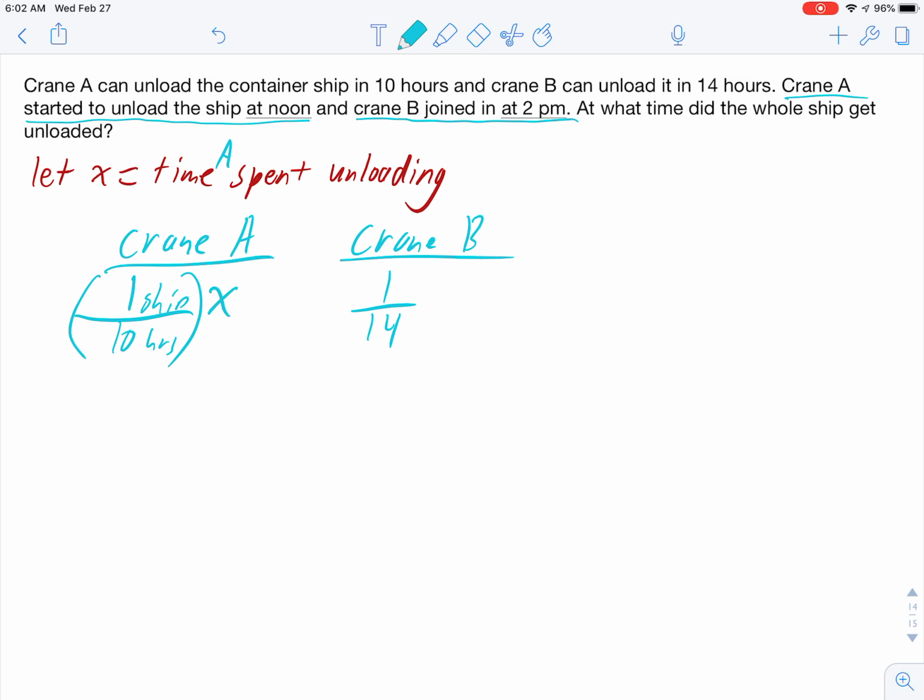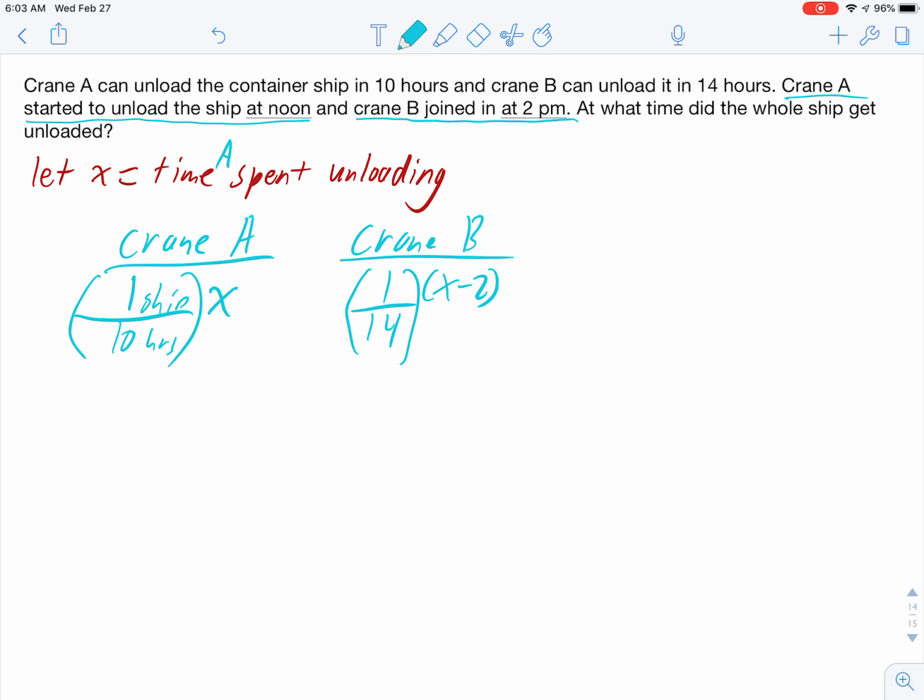But now here's the catch. Crane B didn't start until 2 hours after crane A. So crane B is going to work for X minus 2 hours. So when they're working together, that's how we account for those missing 2 hours.